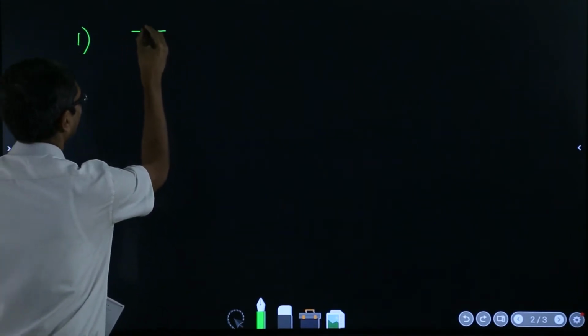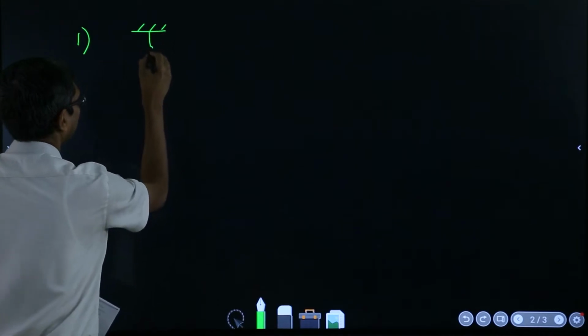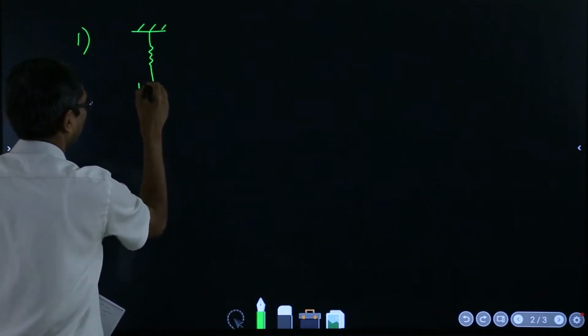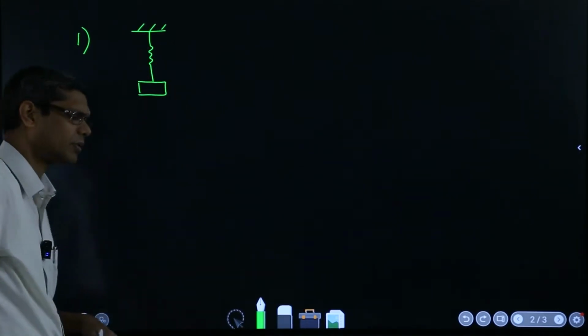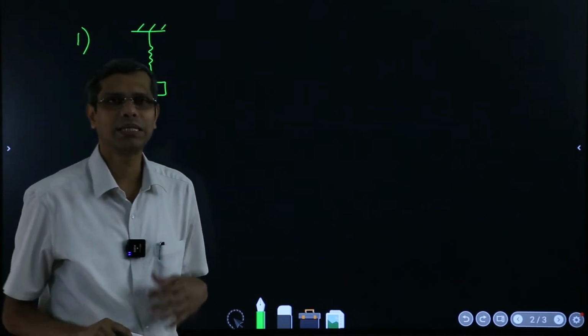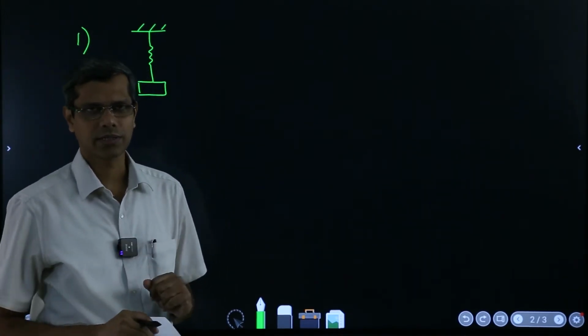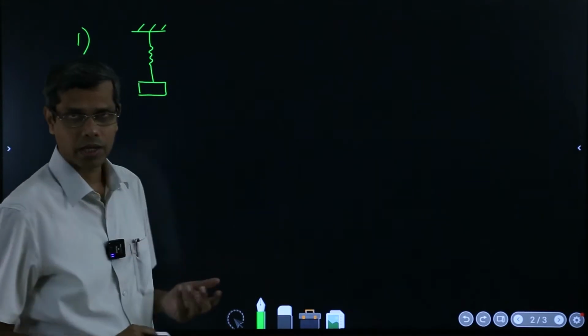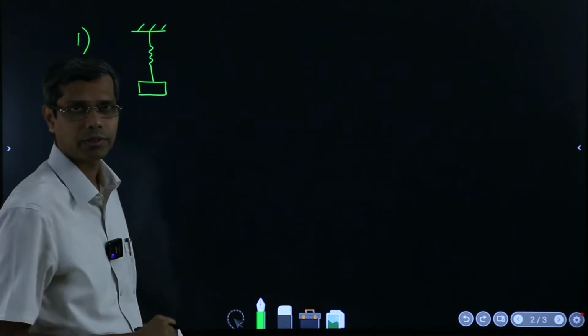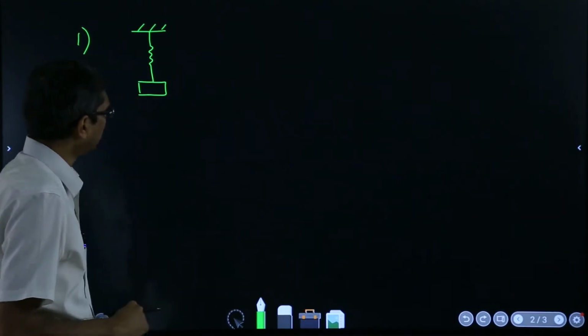Suppose there is a spring and there is a mass. So this is the simplest thing which you can think of which oscillates, right? A spring and a mass. I haven't put even a damper there.